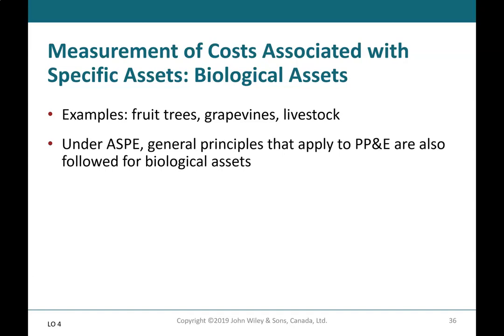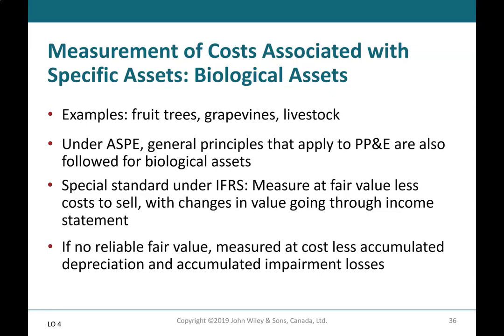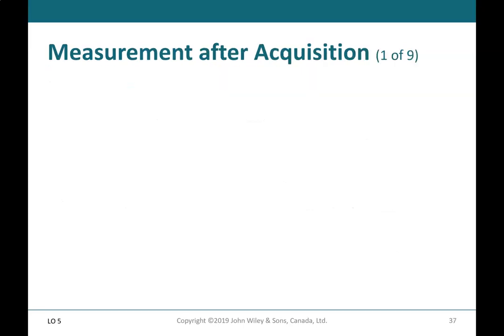Under ASPE, general principles that apply to property, plant, and equipment are also followed for biological assets. There is a special standard under IFRS: measure at fair value less cost to sell, with changes in value going through the income statement. If no reliable fair value, measured at cost less accumulated depreciation and accumulated impairment losses.